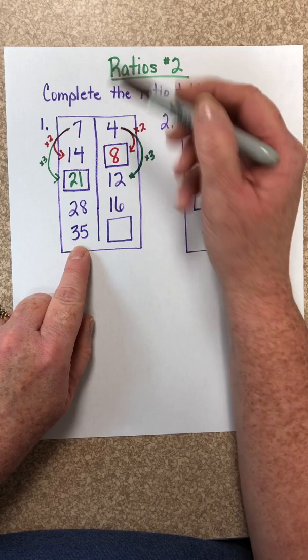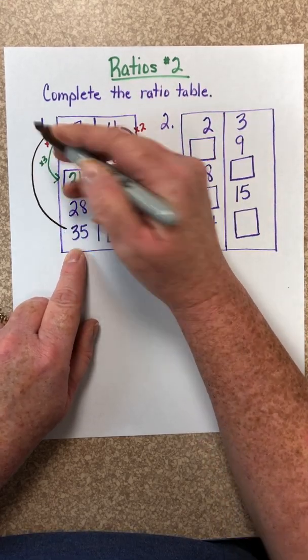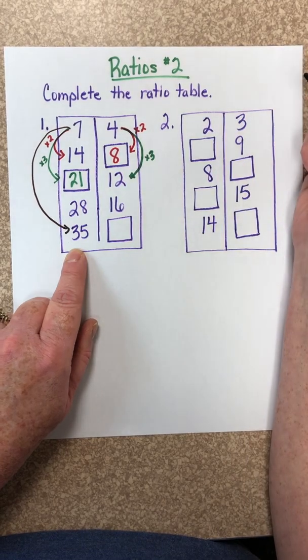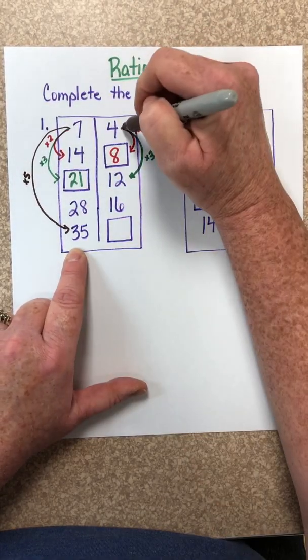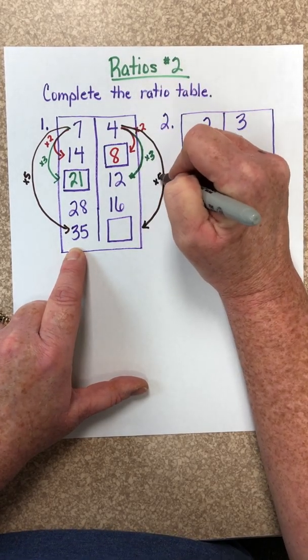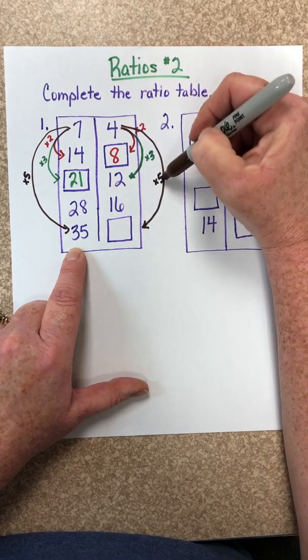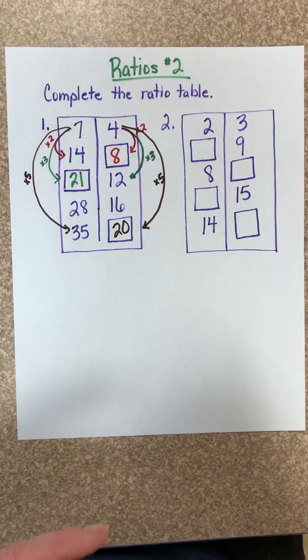All right, let's do this one. 7 times what is 35? Is that 7 times 5 is 35? That means I have to do the same thing here. Times by 5. 4 times 5 is 20. So that table is now completed.